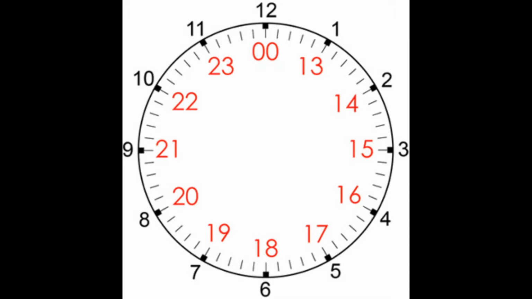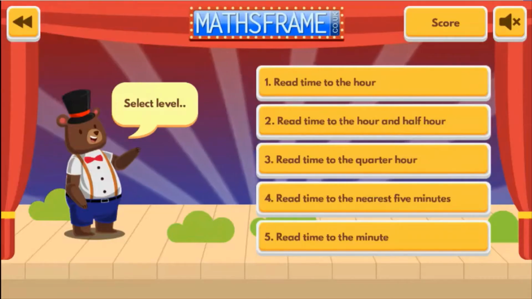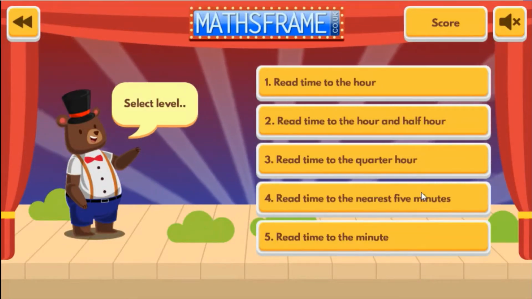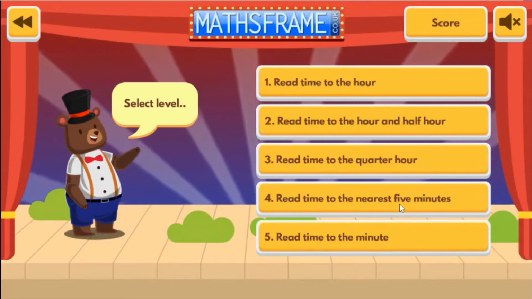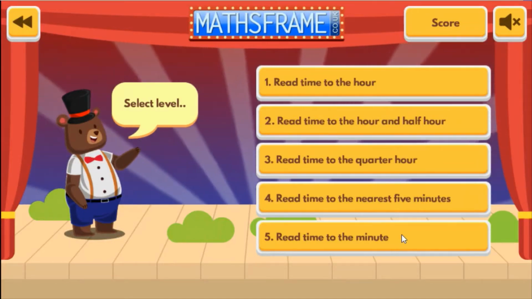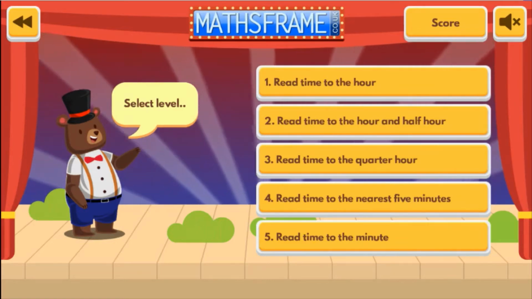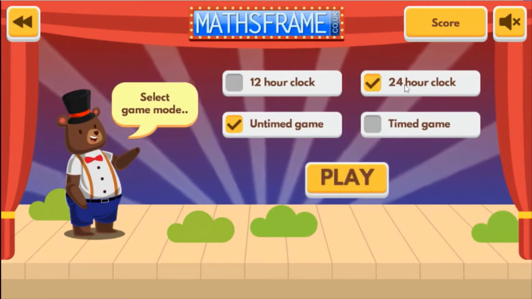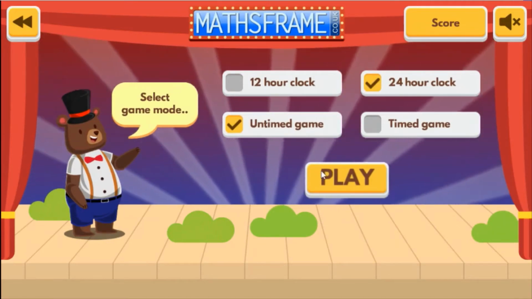Now, on the game that we've just played, you can set it to 24-hour time, so I'll just show you that quickly now. Okay, so when you come onto this game, you choose your level again. So again, I'd recommend level 4 or 5. I'll show you level 5 now quickly because I'm not going to play it. I just want to show you what the 24-hour looks like. So I'll go on to level 5. So you choose your 24-hour clock this time instead of 12.